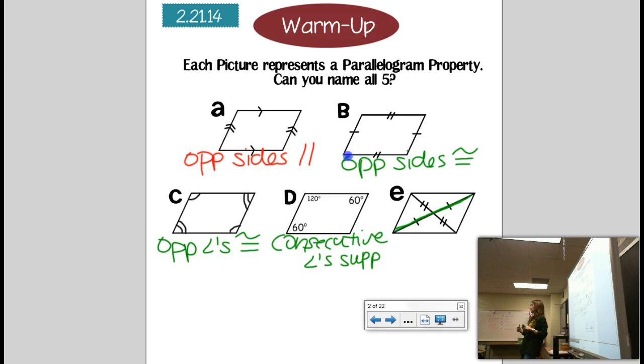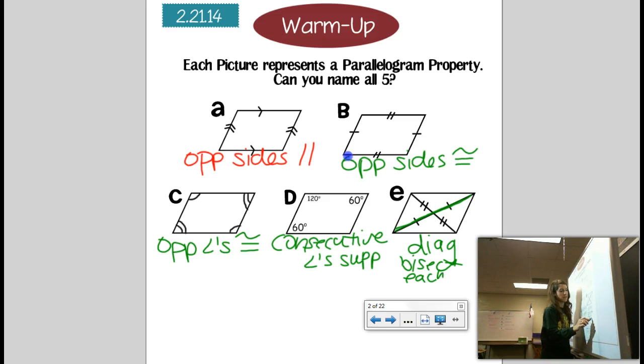Cutting in half. What's the word we use for that? Starts with a B. The diagonals bisect each other. That is the last property. That means cut in half. The diagonals cut each other in half.